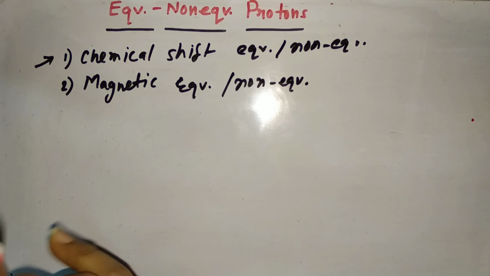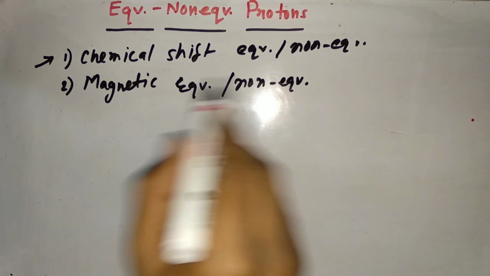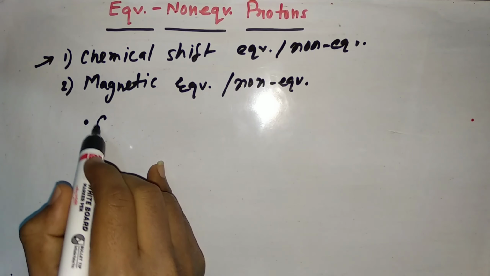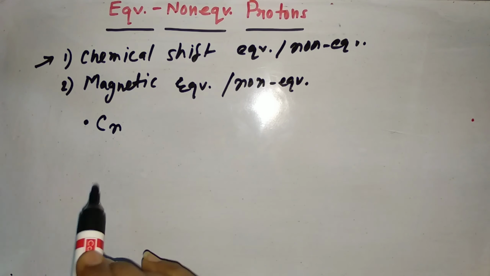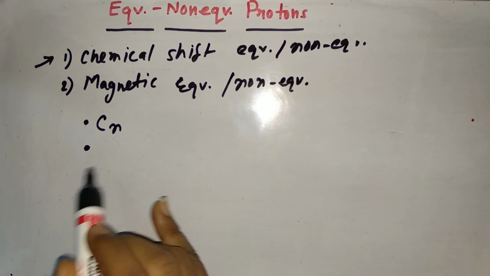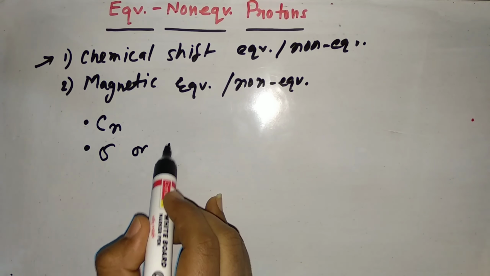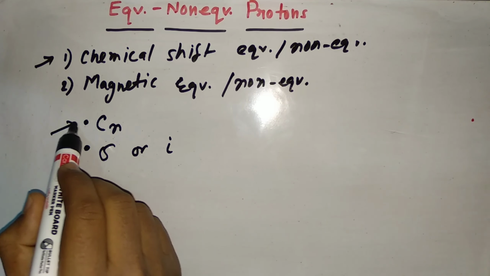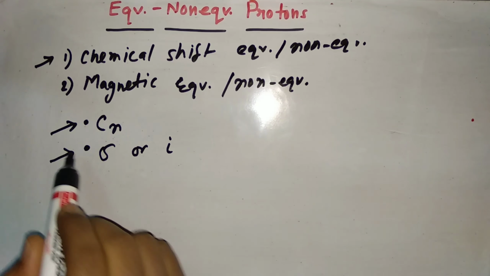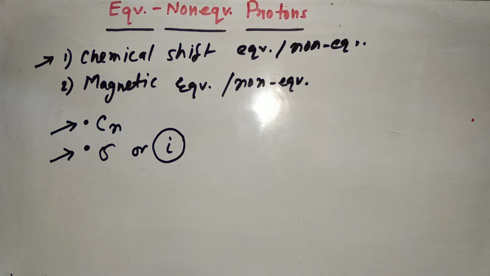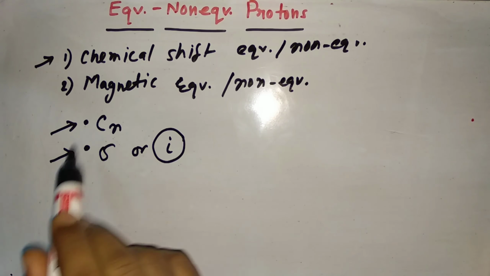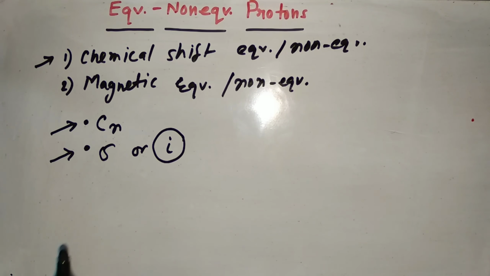First, let's discuss chemical shift equivalency, and the points are the number of Cn axes, that is, you have to find the axis of symmetry, then the sigma plane, and the inversion center I. So if a system presents any of these things, then we can easily determine whether the protons are chemically equivalent or not. Let's take an example regarding Cn.